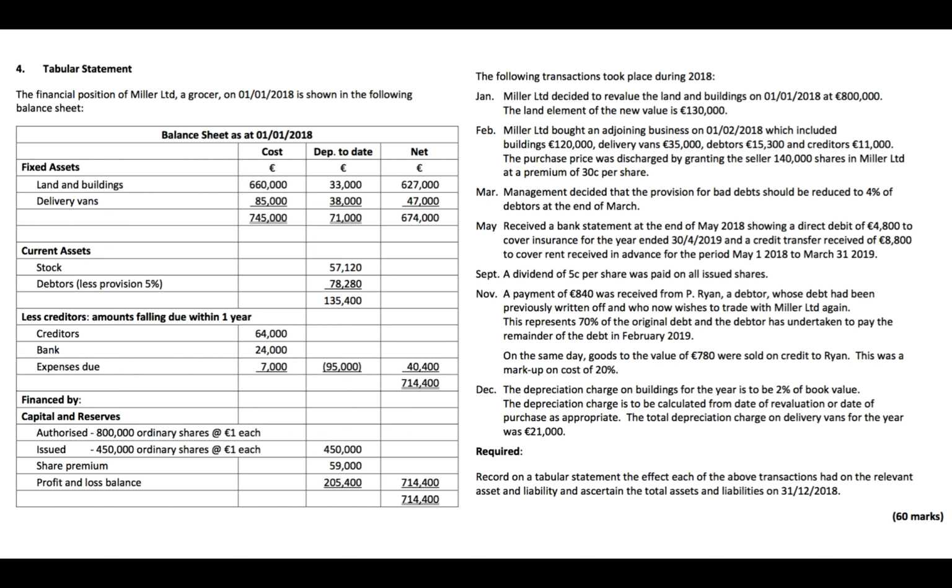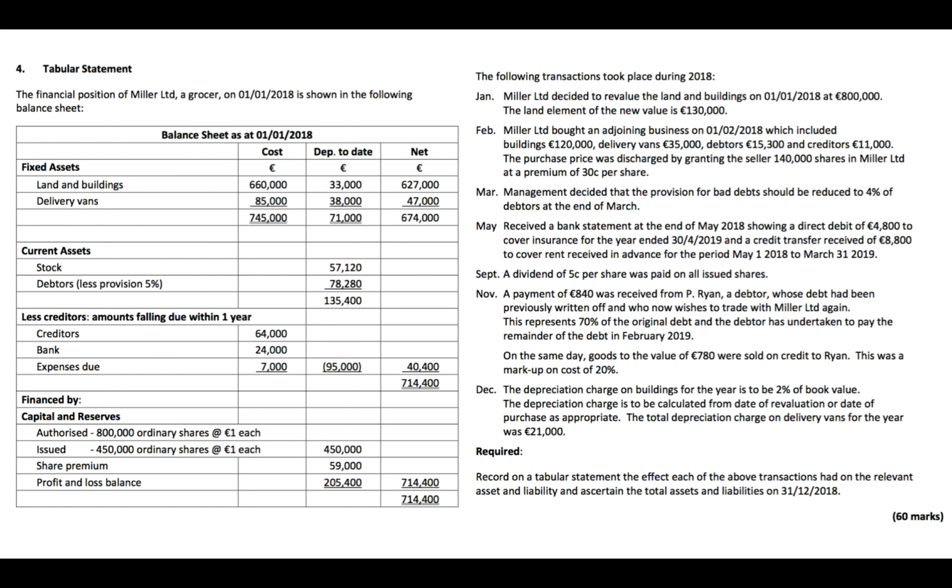In November, a payment of €840 was received from P. Ryan, a debtor whose debt had been previously written off and who now wishes to trade with Miller Limited again. This represents 70% of the original debt, and the debtor has undertaken to pay the remainder of the debt in February 2019. On the same day, goods to the value of €780 were sold on credit to Ryan. This is a markup on cost of 20%.